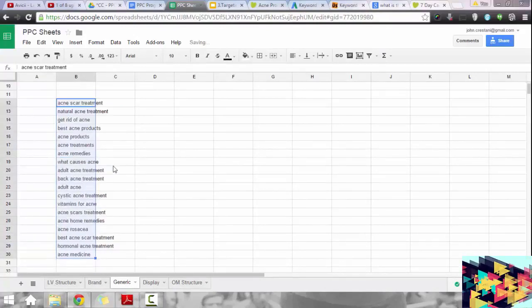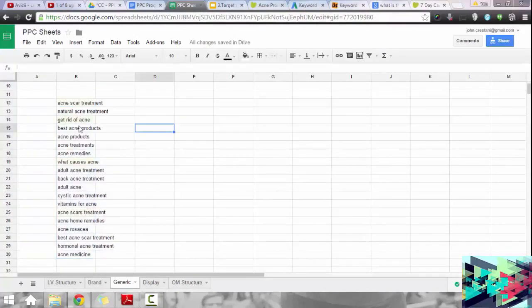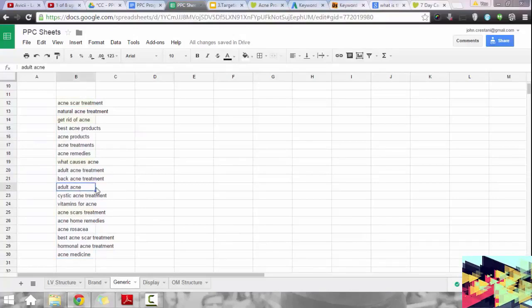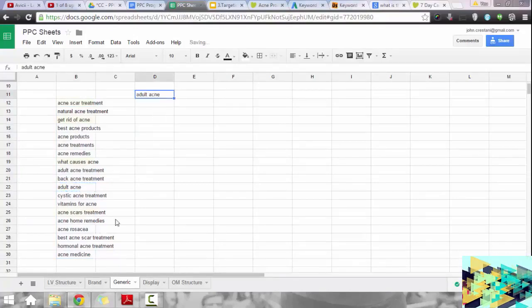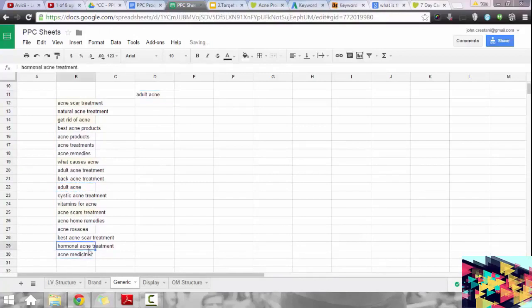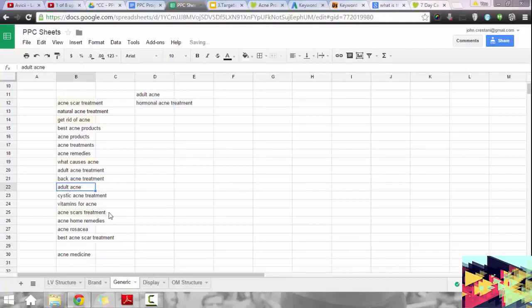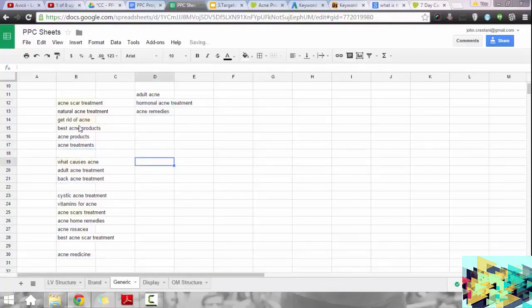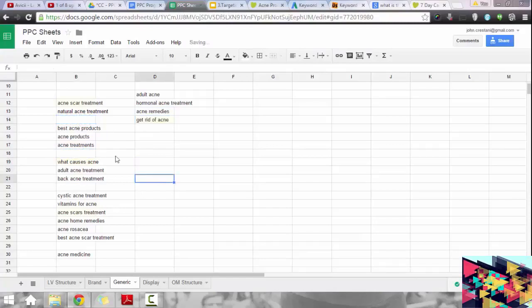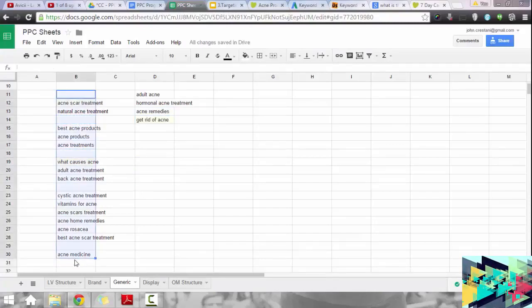Ad groups. So let's pick adult acne, hormonal acne treatment. Let's pick acne remedies. Let's pick get rid of acne. And let's build ad groups around those.